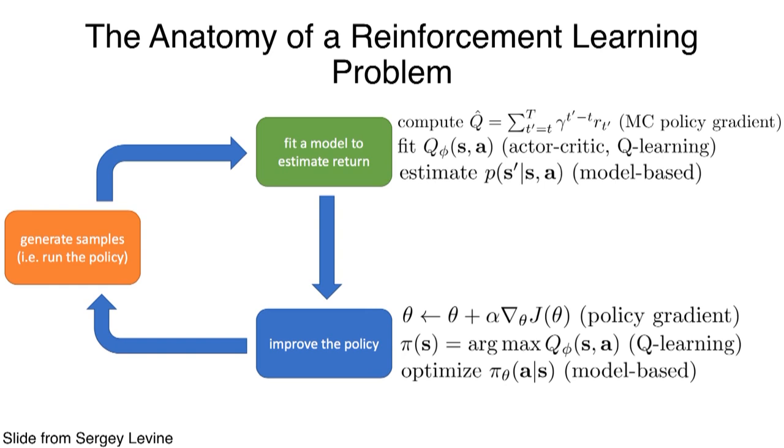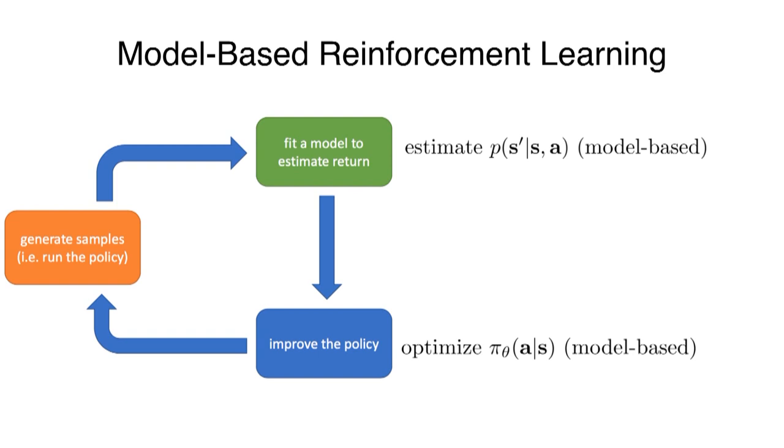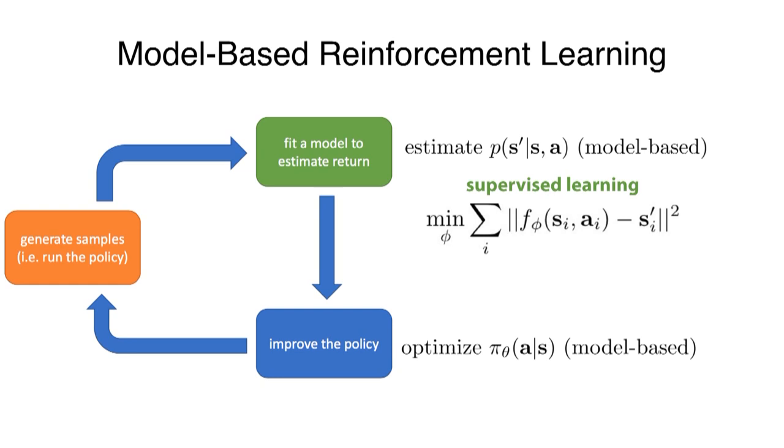Here's the model-based approach. In order to estimate the model, we can just use supervised learning to minimize the difference between what our model predicted and the next state. And then there's different ways that we can do that, different ways to represent the model. That's what we'll be talking about today. And there's also different ways that you can improve the policy using that model.